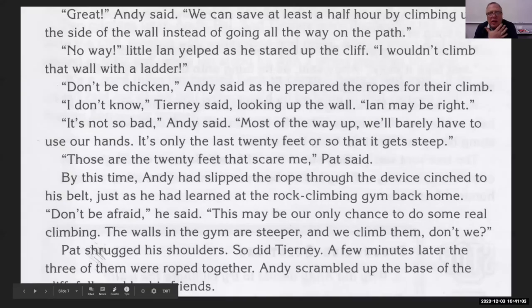Great, Andy said, we can save at least half an hour by climbing up the side of the wall instead of going all the way on the path. "No way," little Ian yelped as he stared up the cliff. "I wouldn't climb that wall with a ladder." "Don't be chicken," Andy said as he prepared the ropes for their climb.